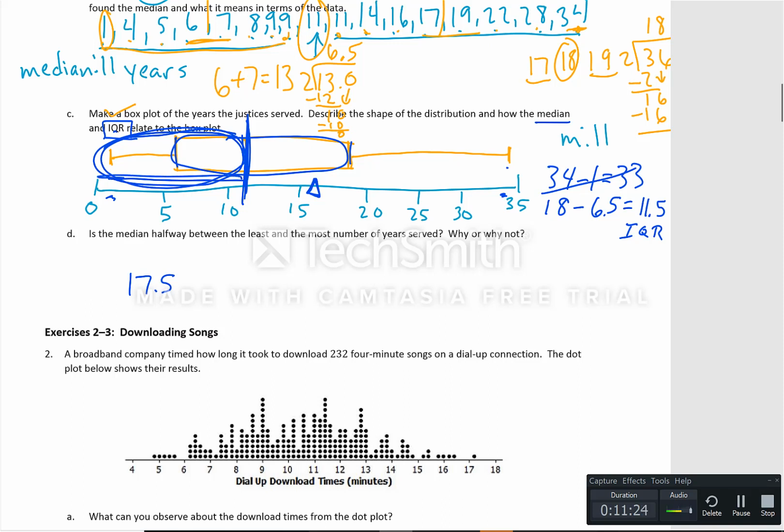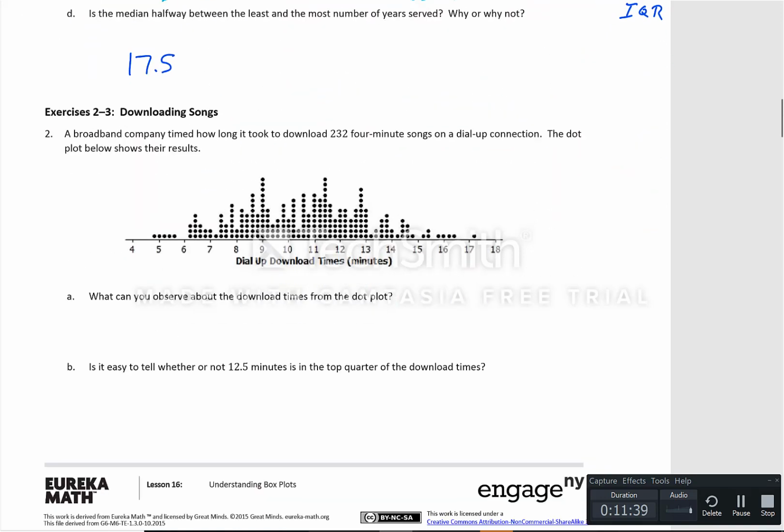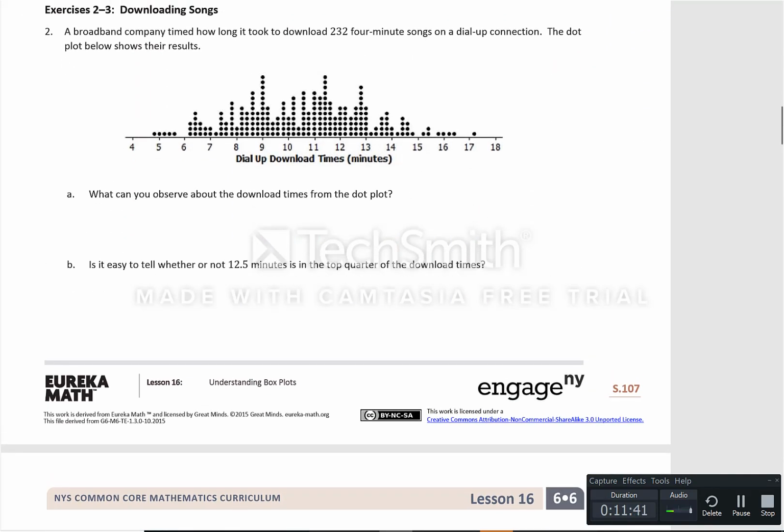So here we see it's clustered. Here we see it's very spread out. So since it's clustered on the left, it's going to be further away from that exact middle point between 1 and 35. Alright, I know that was hard, so let's head on to our next one.